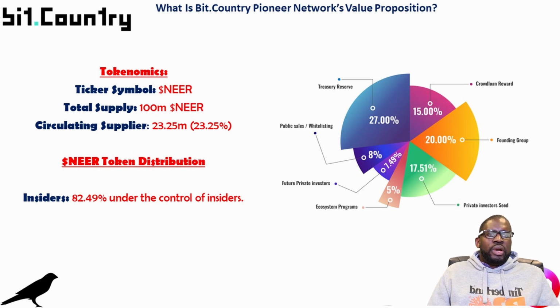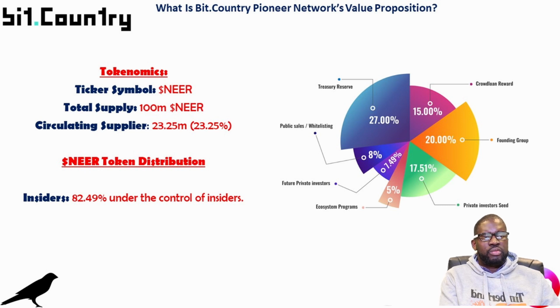power their project. So in the case of Bit.Country, the insider token allocation is made up of treasury reserves, which is 22%, founding group 20%, marketing budget 5%, general reserves 8%, future investors 5%, ecosystem reserves 5%, and early backers 17.51%, which is majority. It's a lion's share of all the NEAR tokens available. Insiders control the equivalent of 82.49%, which is a lot.